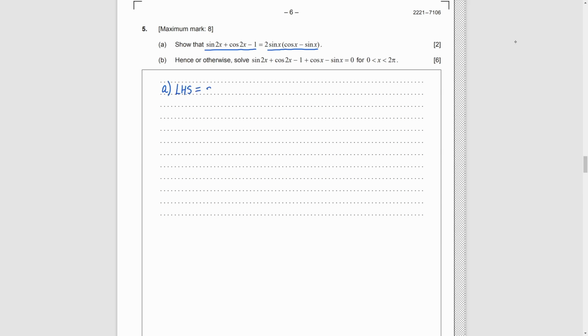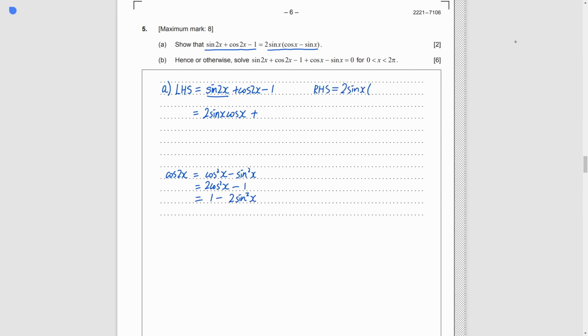We should use double angle formula to break the terms in the left-hand side. So, for sine 2x, we can change it to 2 sine x cosine x. But for cosine 2x, there are 3 ways to change it. So, which one should we use?